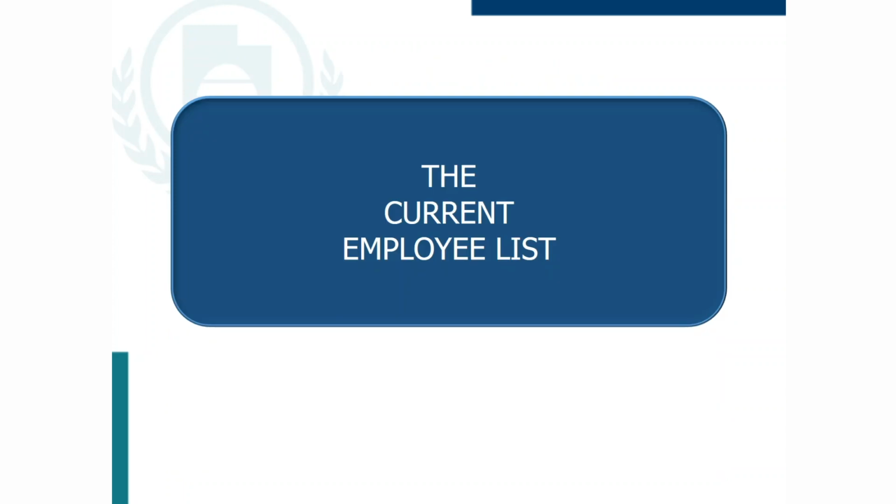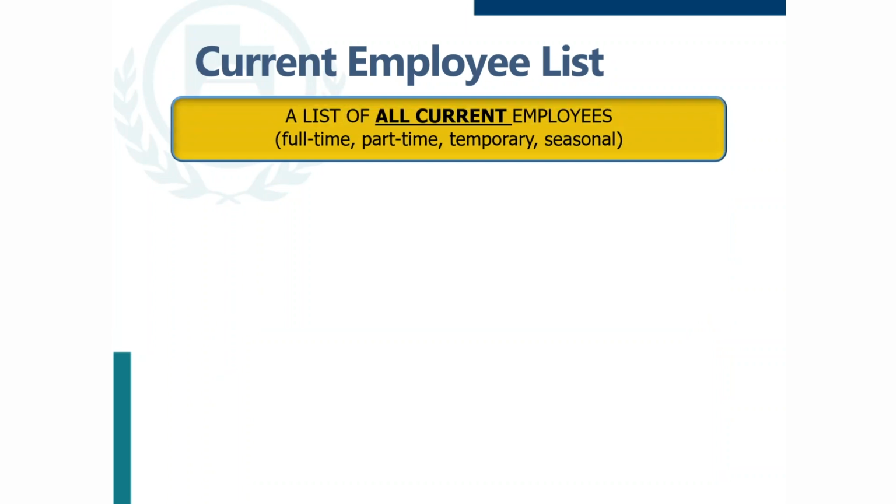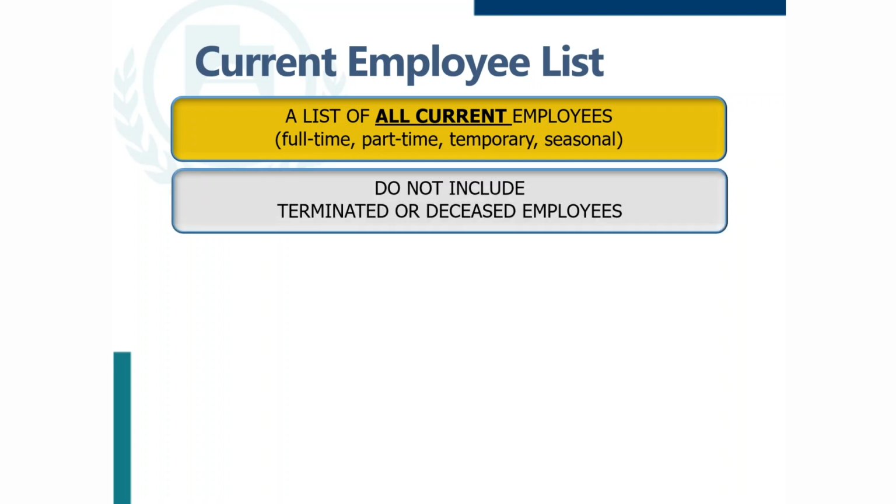Let's talk about that employee list. First thing, we're going to ask you for a full employee list. Everybody that is on your current list as of the day that you're going to provide that list. Everybody on payroll, regardless of what their classification is or what they're doing for you. They might be full-time, part-time, temporary, seasonal. Whatever classification you use, you need to include them on the employee list.